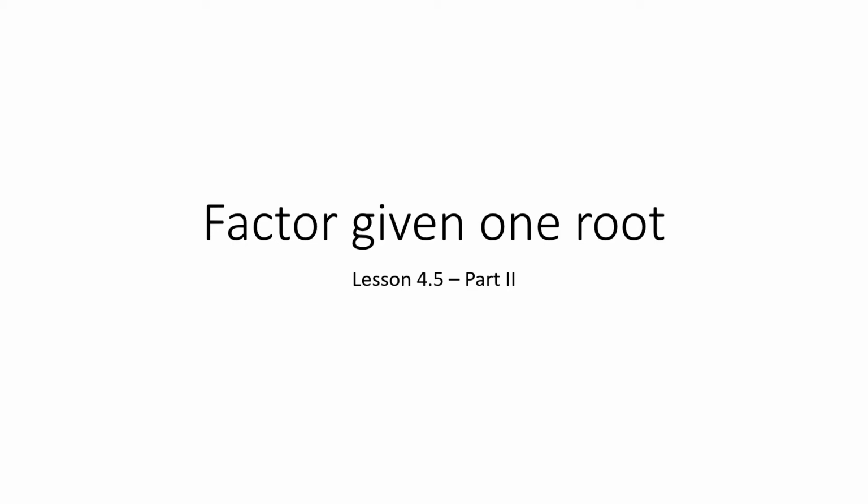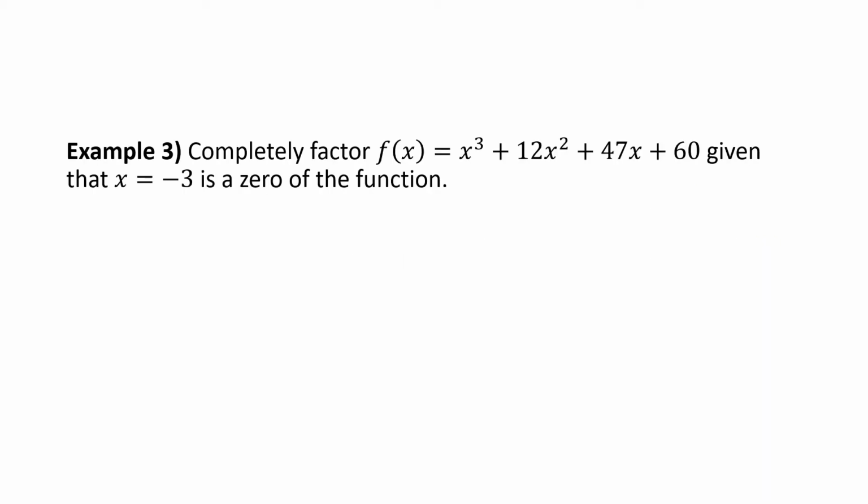We've learned several different ways to factor. In this lesson, we're going to learn how to factor more complex polynomials given one known root or one known zero. Remember, roots and zeros are synonymous. So in this example, we want to completely factor the polynomial x cubed plus 12x squared plus 47x plus 60, given that x equals -3 is a zero of the function.